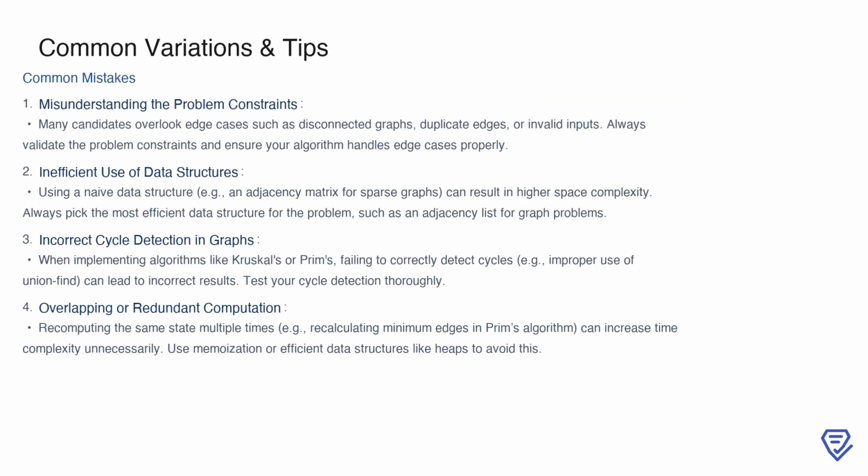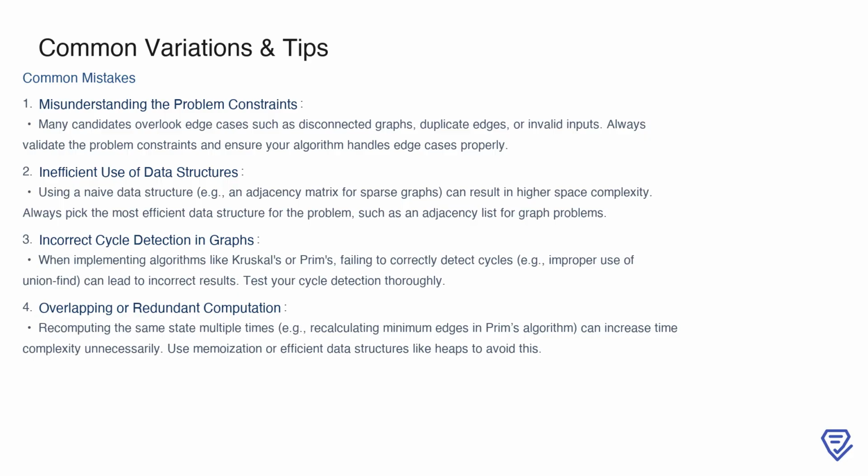One of the most common mistakes when solving this problem is misunderstanding the problem constraints. For example, overlooking edge cases like disconnected graphs, duplicate edges, or invalid inputs can lead to incorrect solutions. It's essential to carefully validate the constraints and ensure your algorithm accounts for edge cases from the start.